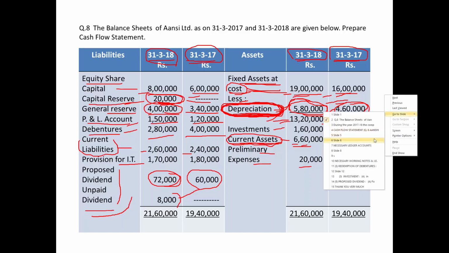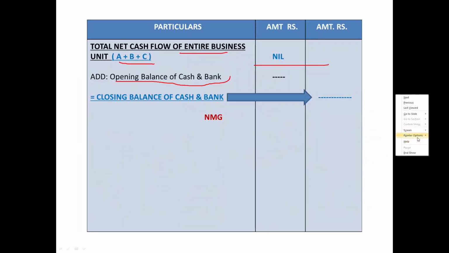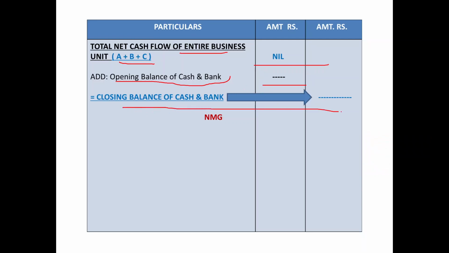So that is the reason, and that is why opening balance nil added is equal to closing balance of cash and bank nil. These balances were not available on the asset side of the balance sheet, and that is why opening balance of cash and bank is nil. That gives the final answer of closing balance of cash and bank nil. So this was the process of this question.